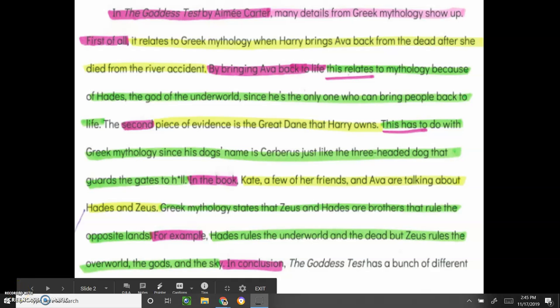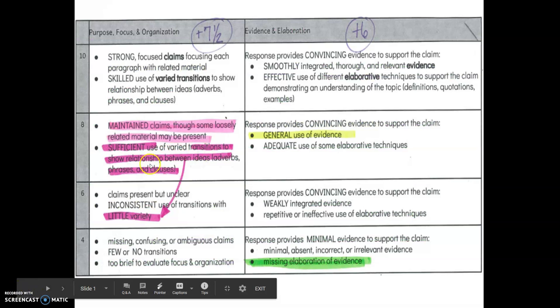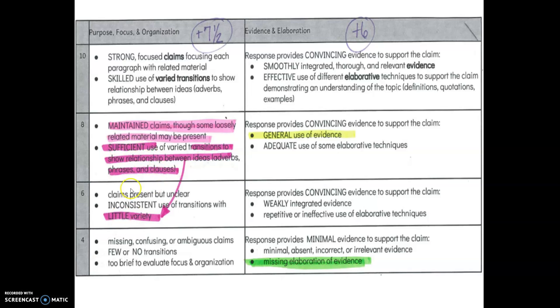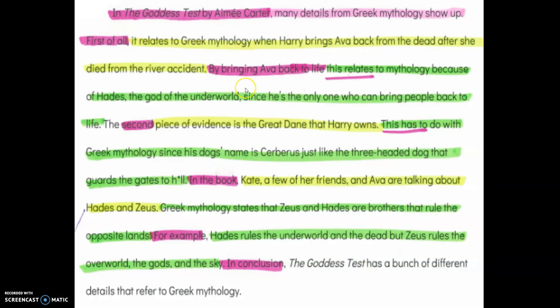This time we're going to take a look at your transitions. Transitions on your rubric are going to be highlighted in this purplish magenta color, and that will match any of the transitions used within your paragraph. Transitions are at the beginnings of sentences, they're followed by commas, and they introduce new ideas.